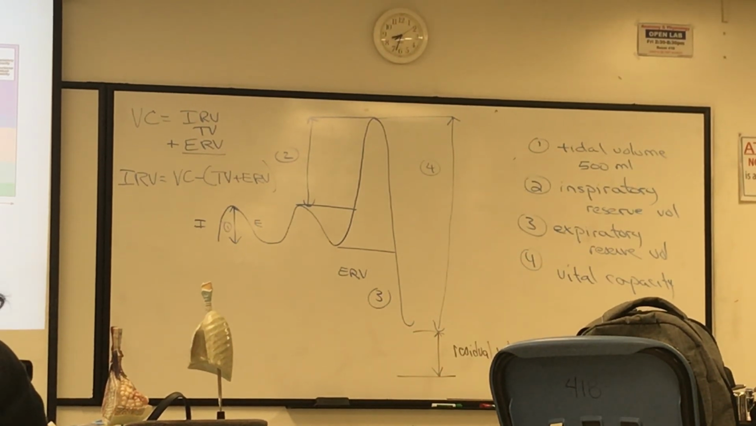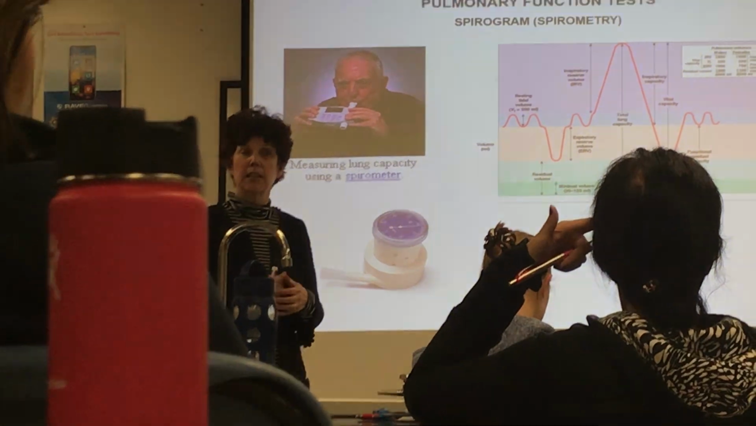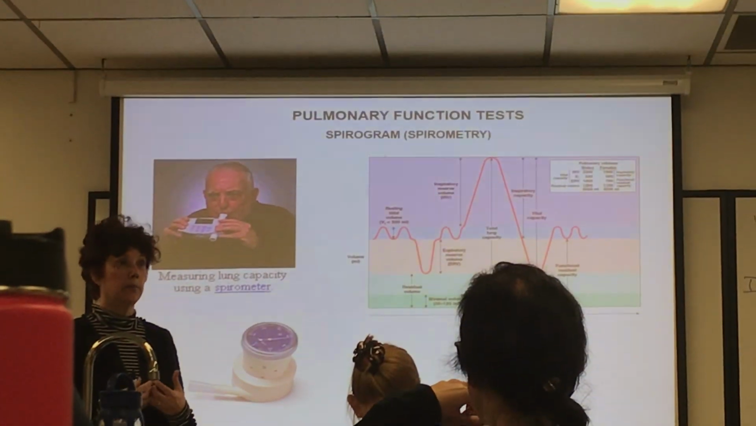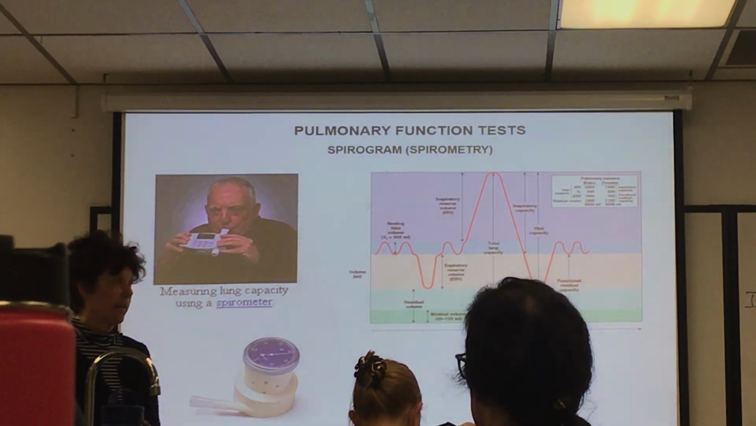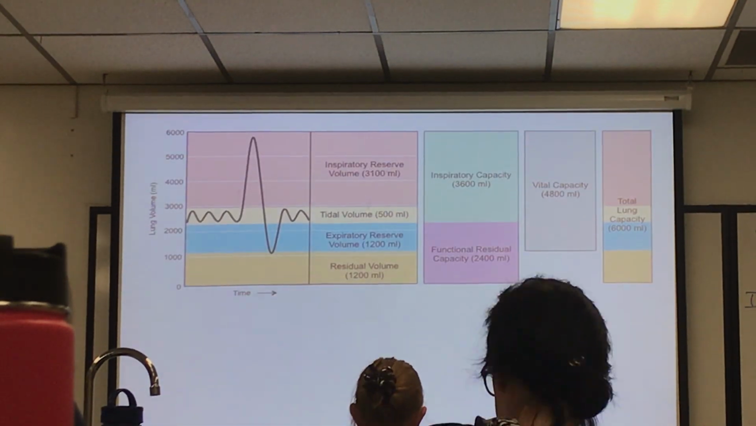Now, there are certain diseases in which some of these change. What common respiratory problem is going to cause an increase in residual volume? Yeah. And emphysema is a form of COPD, chronic obstructive pulmonary disease. All right? So, we see a change in residual volume.